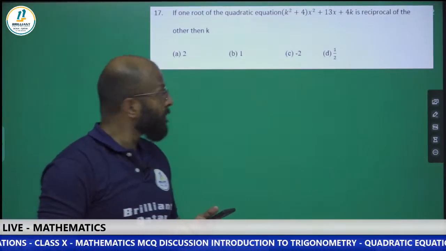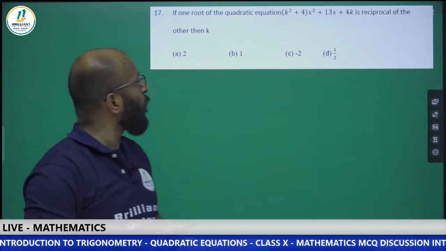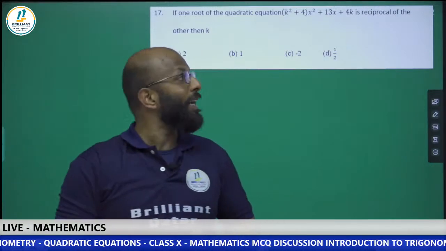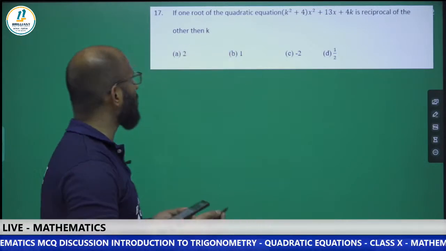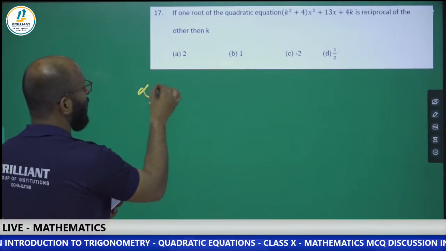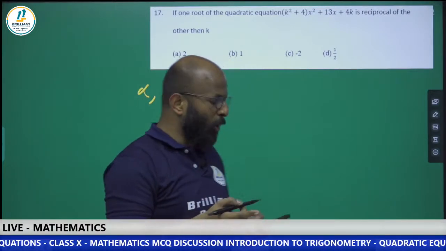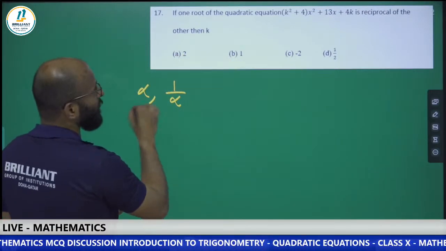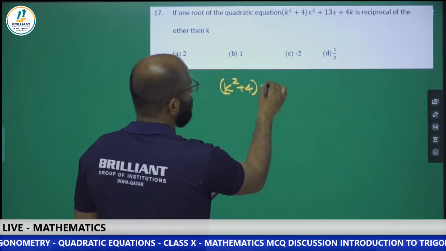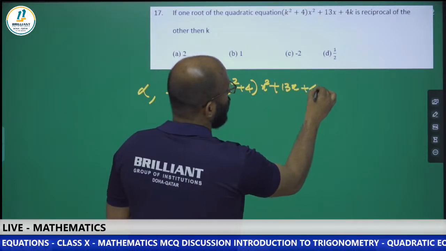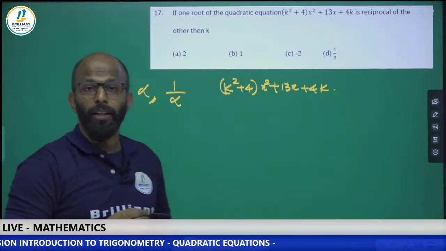Question number 17. If one root of the quadratic equation k square plus 4 x square plus 13x plus 4k is reciprocal of the other, then find the value of k. I think you know this question, right? So we can consider the roots as alpha and 1 by alpha, because one root is reciprocal of the other.